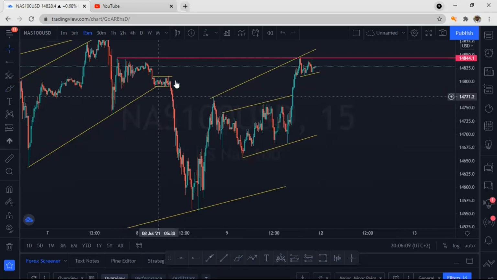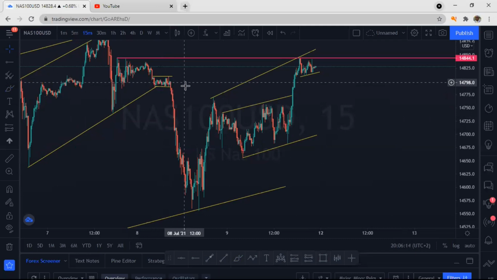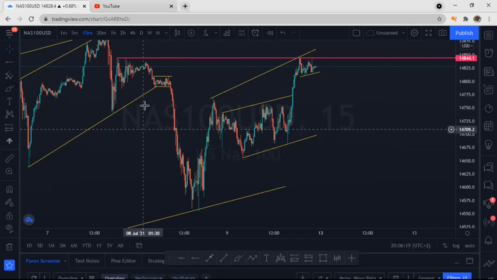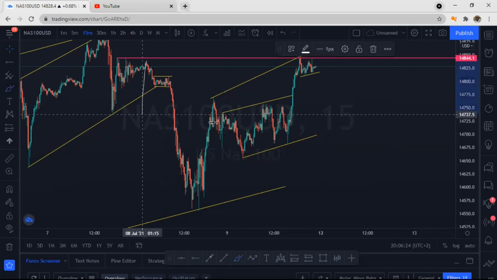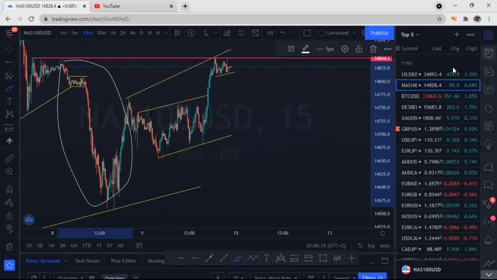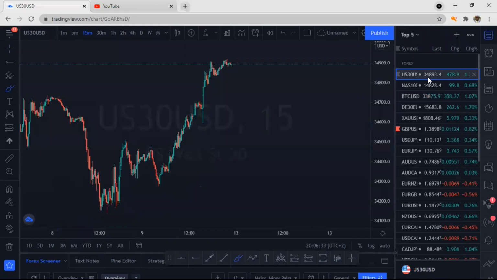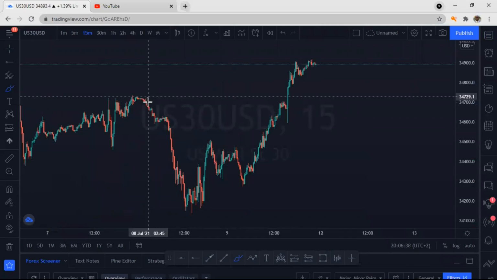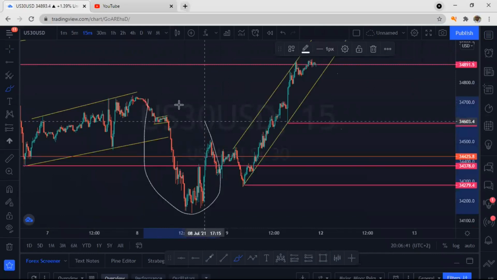Again, I gave you. You see how the Nasdaq and USD move? They always move the same, most of the time. Look at this move. This is Nasdaq. Look at this move. And now we're going to go and check USD. What is happening here, guys? Don't you see the same move here? Yeah, it's the same thing. They move the same most of the time.